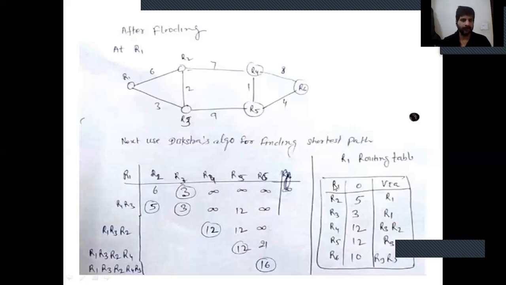Routing table: R1 with respect to R2, R2 equal to 5, R3 equal to 3, R4 equal to 12, R5 equal to 12, R6 equal to 16, and via R1, R1, R3, R2, R3, R3, R5. This is the example of the link state routing algorithm.